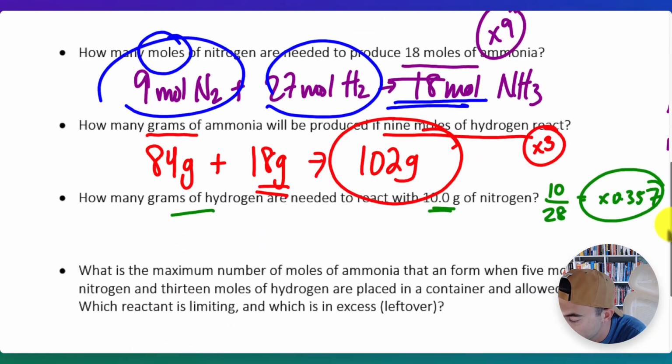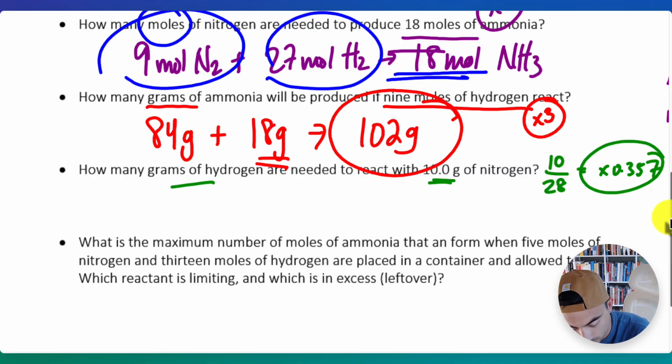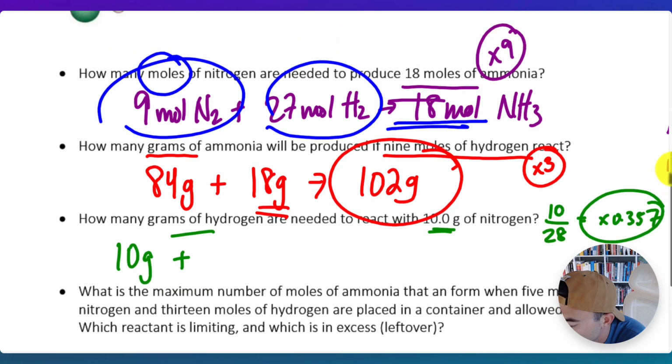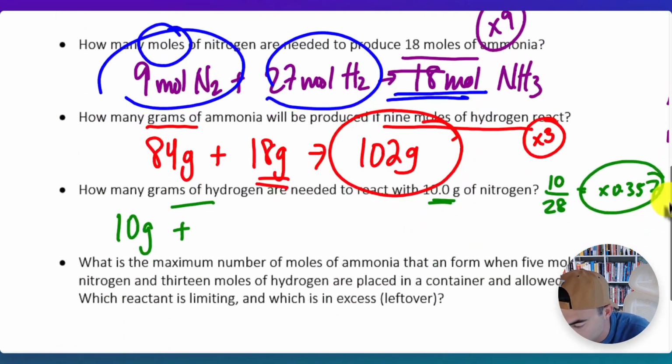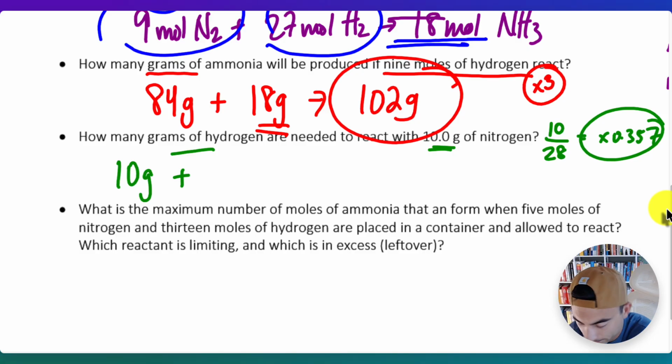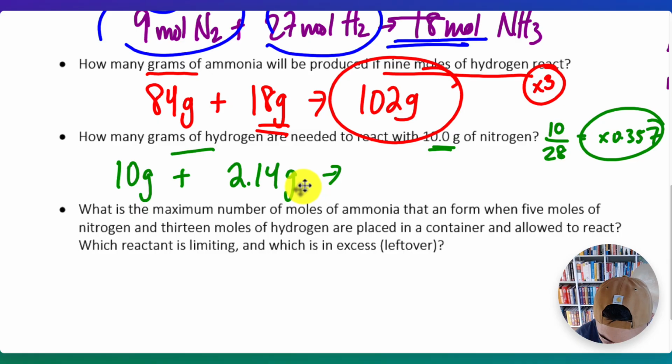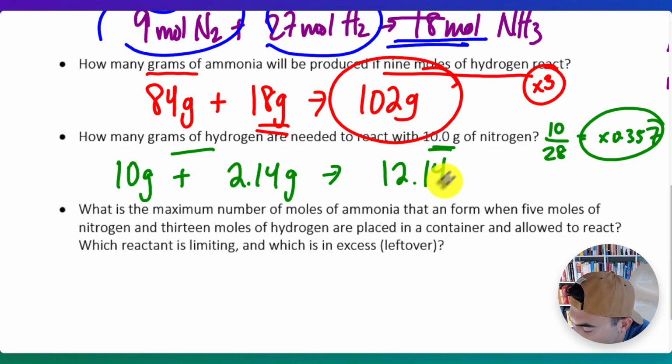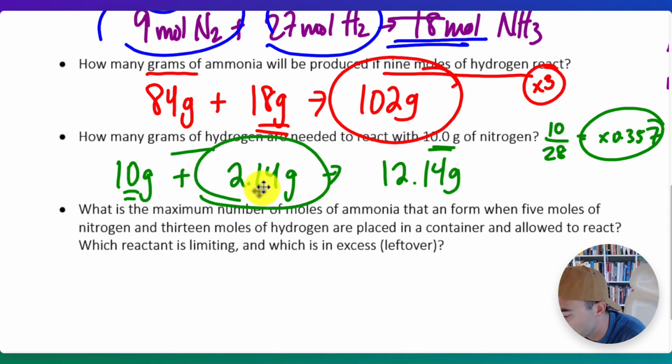How many grams of hydrogen? So I'm going to scale my gram reaction down. 28 times 0.357. There's my 10 grams. Hydrogen, 6 times 0.357 is 2.14 grams. And then 34 times 0.357 is 12.14 grams. So how many grams of hydrogen are needed to react with 10 grams of nitrogen? 2.14 grams.